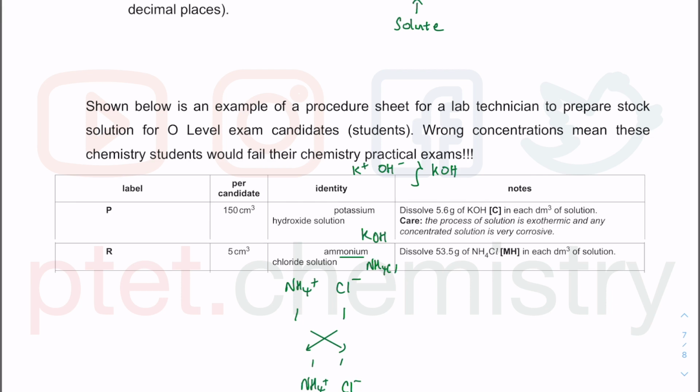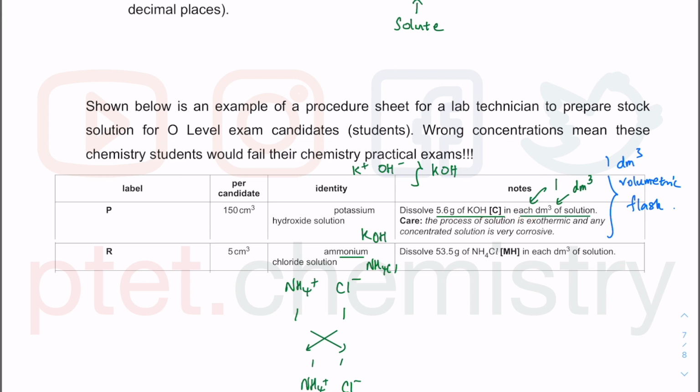Now, what is their instruction? Their instruction is to dissolve 5.6 gram of KOH in each dm cube. Each means 1 dm cube. So you need a 1 dm cube volumetric flask. Questions in combined science will ask you, what do you need? Well, you need a 1 dm cube volumetric flask. If I have a 1 dm cube volumetric flask, I just need to put in 5.6 gram of KOH.